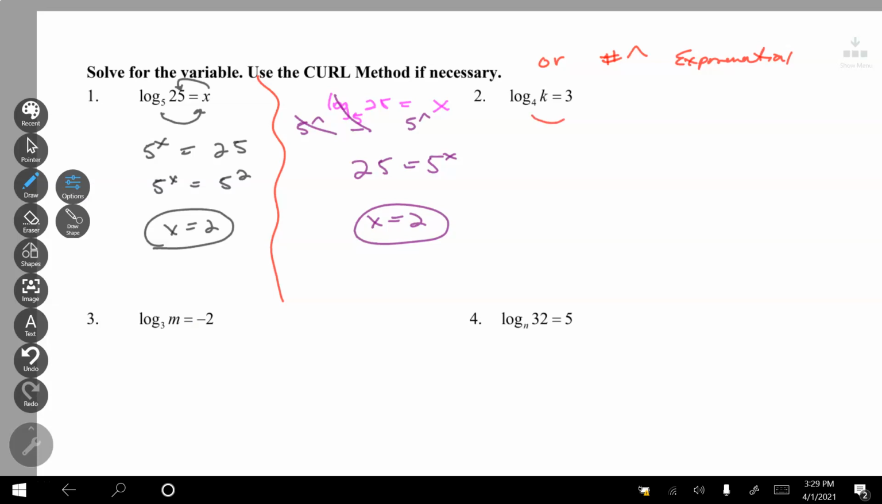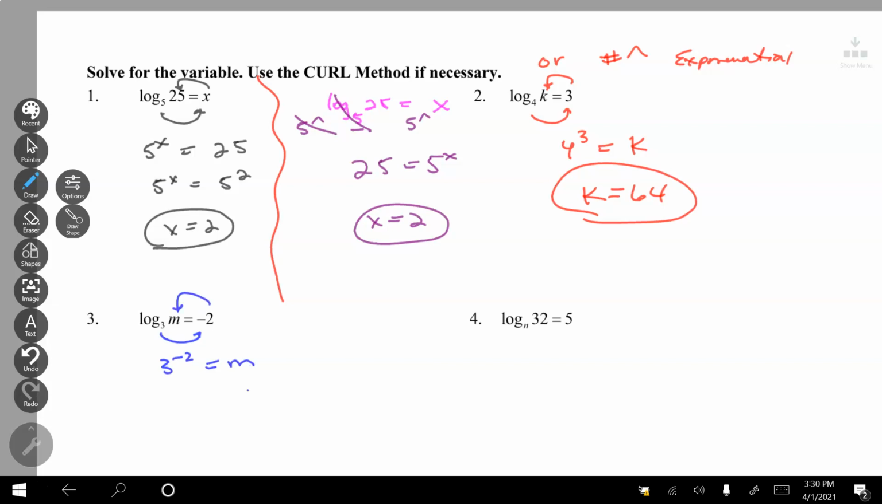I'm going to curl this. I get 4 raised to the third is equal to, I curl it back, is equal to k. k equals 64. Like I said, I like curling things. I get 3 raised to the negative 2 is equal to, I curl it back, m, which is going to be m equals 1 over 3 squared is equal to 1 over 9.